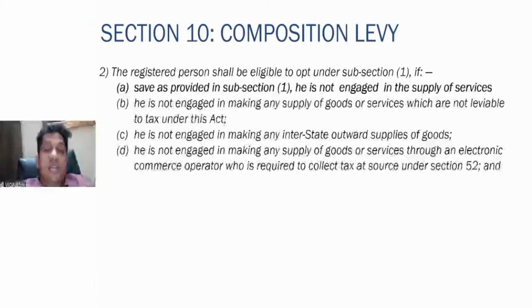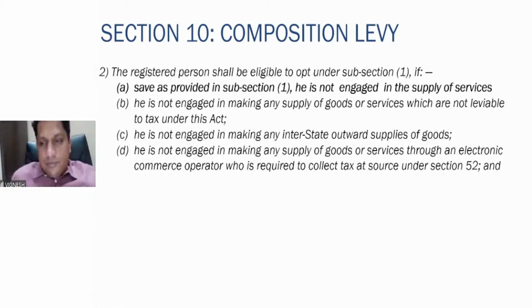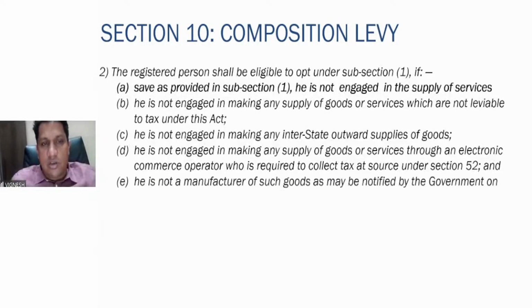Next one: he is not engaged in making any supply of goods or services through an electronic commerce operator who is required to collect tax at source under section 52. Another new section has come. Let us discuss this. Quite similar to section 51, this is the TCS, tax collected at source by the electronic commerce operator. Let me take an example. You are a restaurant registered on the Swiggy platform, and everyone is ordering. That means you are not eligible to go for the composition scheme, because you should not supply any goods or services through an electronic commerce operator. Then you are eligible under subsection 1. You can go for the composition scheme, but don't make any supply of goods or services through the electronic commerce operator.